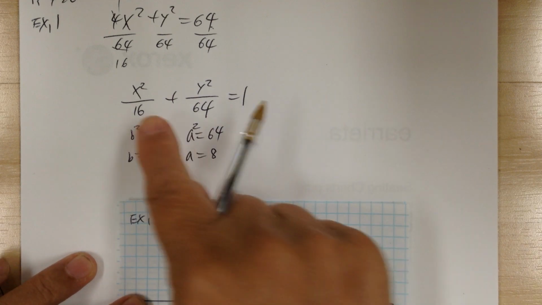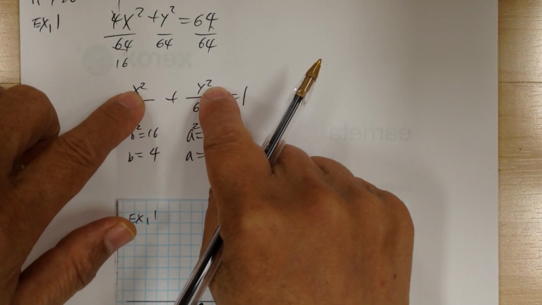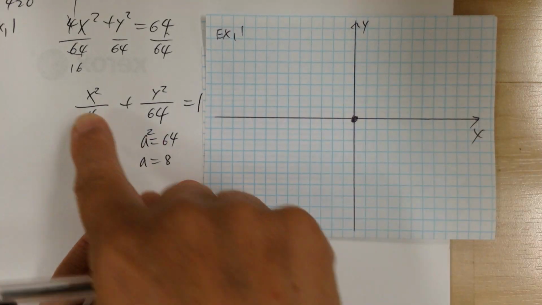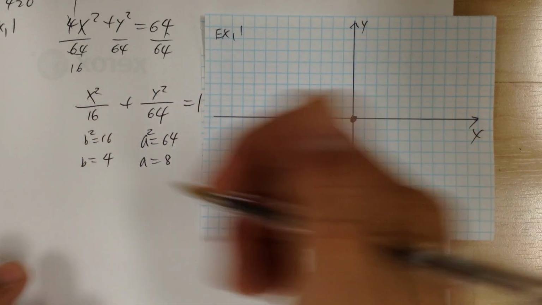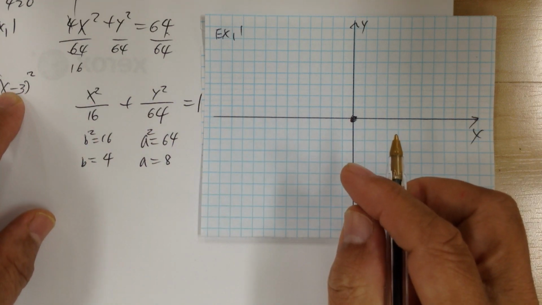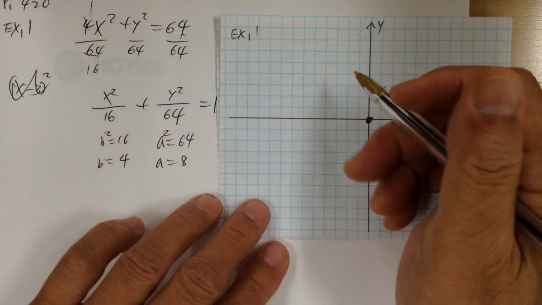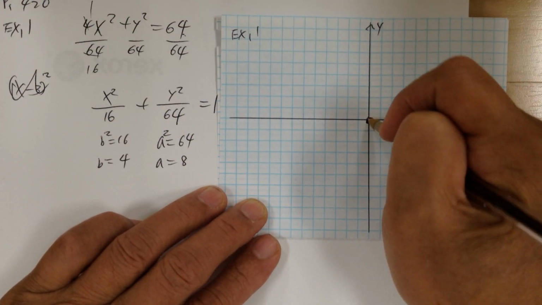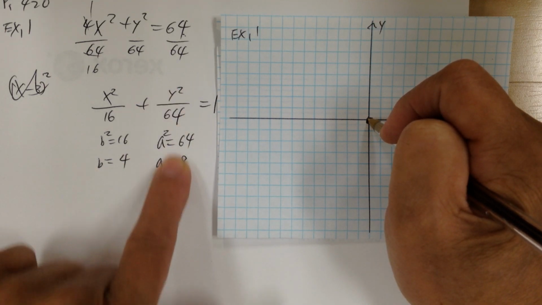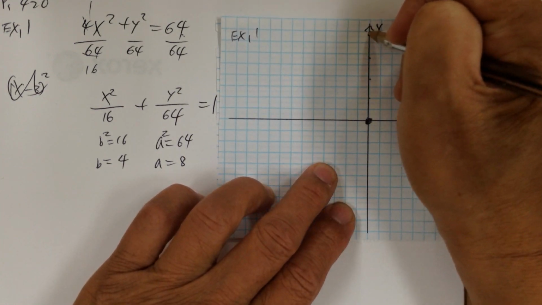Then from here, first you have to plot your center. There are no parentheses, so your center is always at 0, 0. Okay, so that's your center. If there were parentheses, for example if you had x minus 3 squared over here, then your center would be at 3. But right now there are no parentheses, so your center is at 0, 0. And then from here, you see that a equals 8, and this number is under the y. That means you have to go in the y direction 8. So you go 8, and it's right over here.